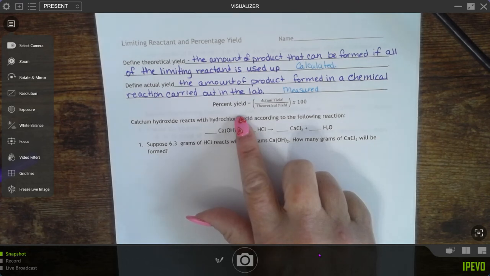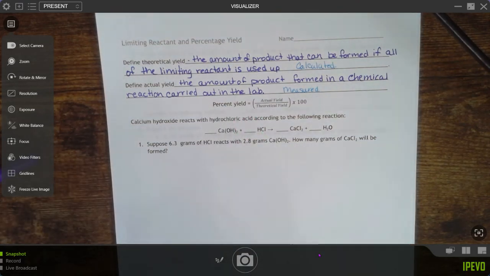And I like to compare the percent yield to the grade that a chemical reaction gets. It's kind of like when you take a test, you get a score and you take your score divided by the best possible score, times 100, and that gives you your grade. The same thing is true about a chemical reaction. When we've done a chemical reaction, we can measure the yield and then compare it to what we should have gotten. So a percent yield should never be over 100%.